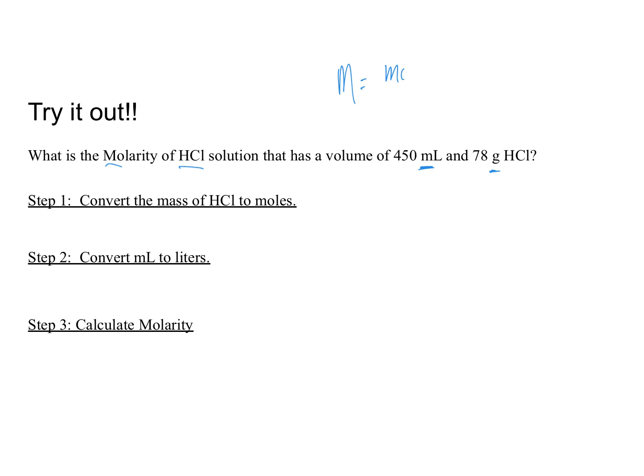All right, remember our main equation is moles per liter. We have grams and we have milliliters, so we've got to do a couple of things before we can plug this into the formula. Our formula does not accept grams. Our formula only accepts moles. So we need to first convert our 78 grams of HCl to moles of HCl.